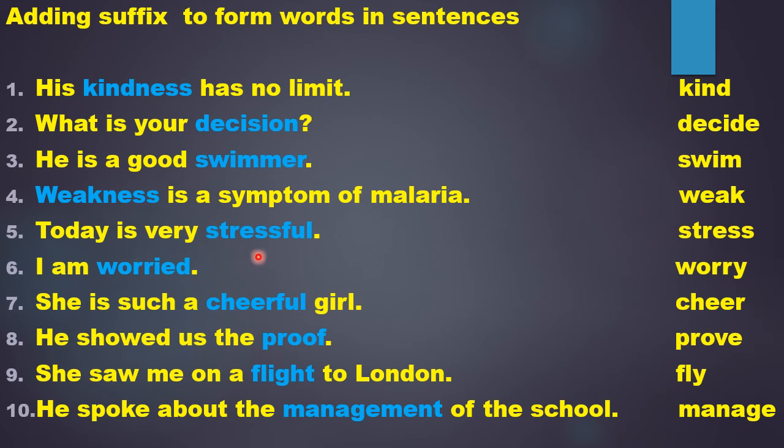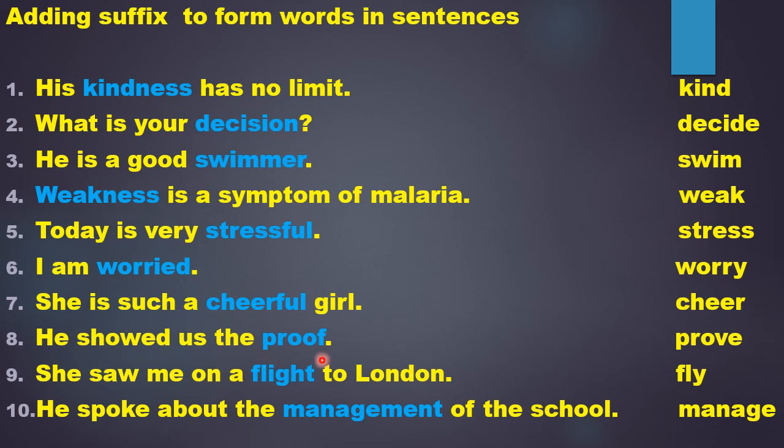Number five, today is very stressful. Stress is the base word. It has ful at the back, that is after the base word, to become stressful. Number six, I am worried. The base word is worry and the suffix is ed. Remember, letter y is a semi-vowel and also a semi-consonant, but then it was changed to letter i to become worried. Then we have number seven. She is such a cheerful girl. Cheer is the base word, or you call it the root word, but then it has ful added to it to become cheerful.